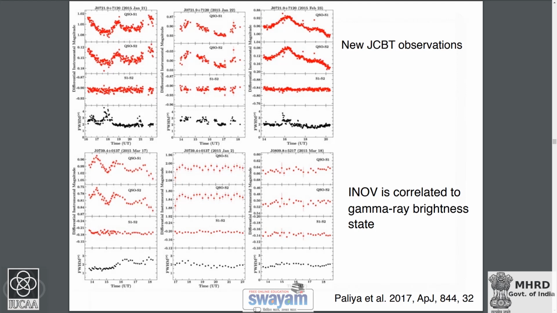That means, if 2 comparison stars are non-variable, you see a flat light curve which is seen in the third panel, whereas in the first 2 panels it is the differential light curve with respect to non-variable standard stars. Therefore, any variation seen in the quasar can be easily detected by this kind of method. This is what is called differential photometry.